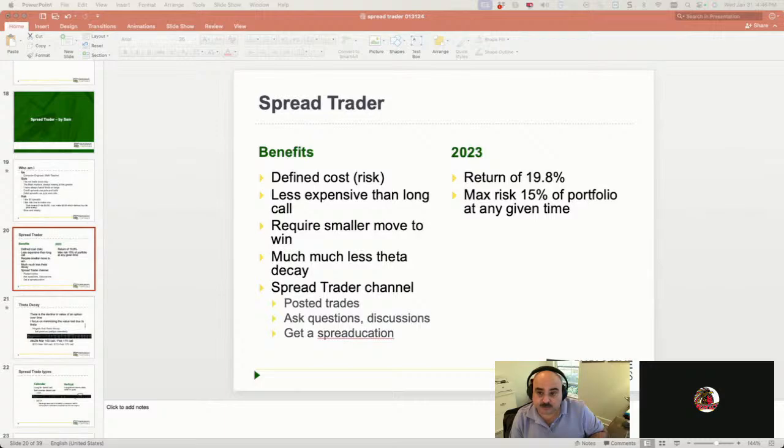The spreads that I use typically require a smaller move to win. There's much less theta decay. There's not zero, but there's much less than in a regular call or a long put.